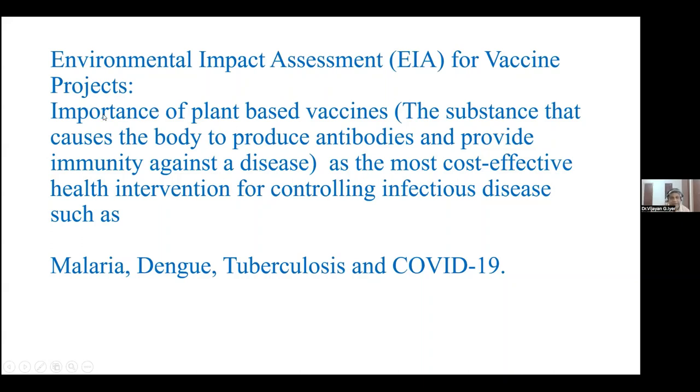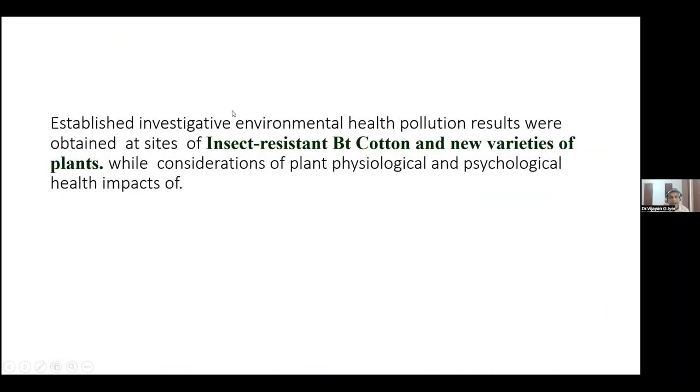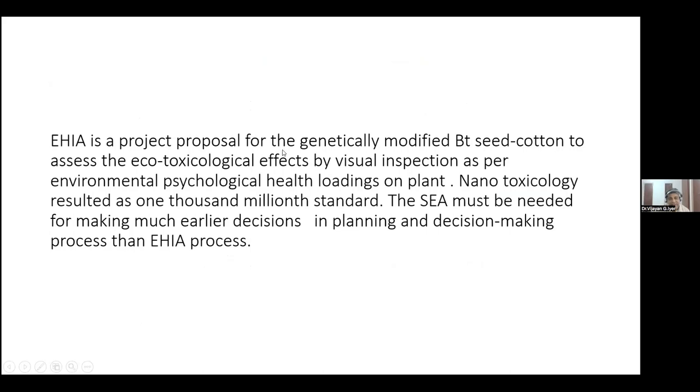Certain projects like the vaccine, plant-based antibodies, as well as the various COVID-19 work should require the environmental health impact assessment, and established investigative environmental health pollution results that were obtained at sites of insect-resistant BT cotton, and considerations of plant physiological and psychological health impacts. Psychological health impact assessment also has been conducted in this research. So EHIA is a project proposal for the genetically modified BT seed cotton to assess the ecotoxicological effects by visual inspection as per environmental psychological health loadings on plant.